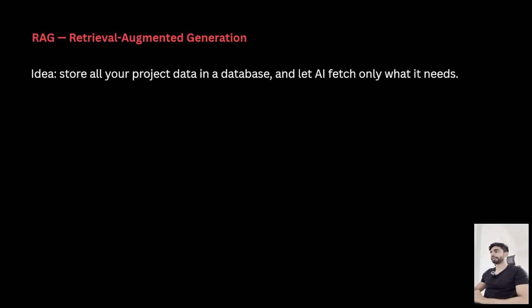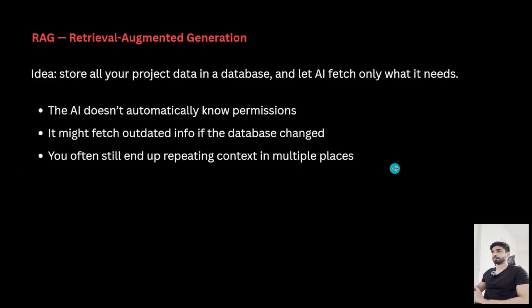So these people started using RAG, which is retrieval augmented generation. The idea was to store all your project data in a database and let AI fetch only what it needs. For example, AI fetches overdue tasks from the database when the user asks which tasks are overdue. Better, right? But still not perfect.